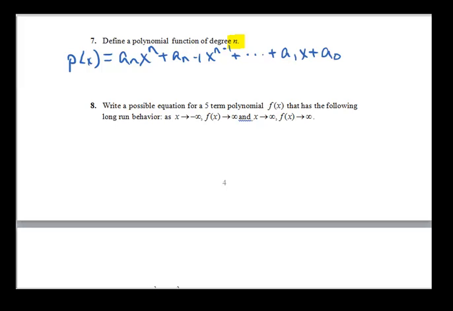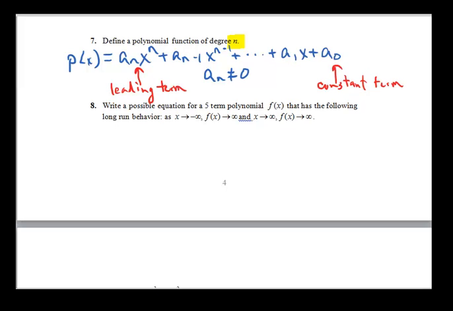The a_n x to the n is what you would call the leading term, because it's the highest power term. N is the highest power. And down there, the a_0 is what you would call the constant term. And the only requirement with these a's, a_(n-1), and so on, a_1, a_0, is that a sub n cannot be equal to 0.